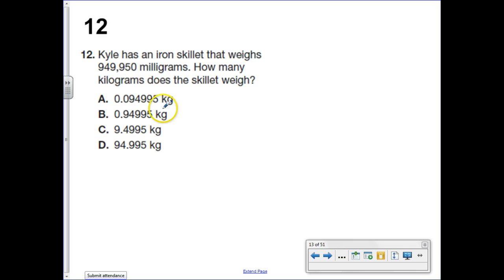Number 12, this is assuming you remember something about these now. There are 1,000 grams in a kilogram, and there's 1,000 milligrams in a gram. So really, you have to basically take this and divide by what would in effect be, well, let's see here.